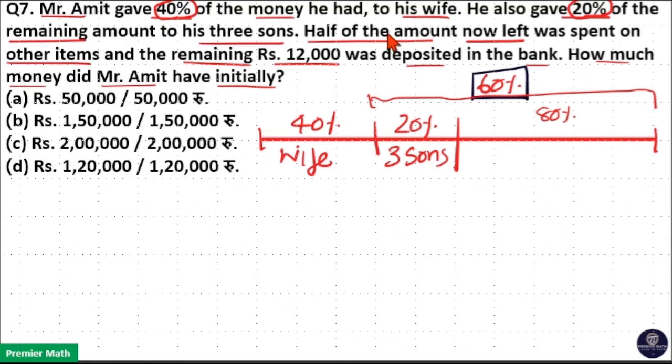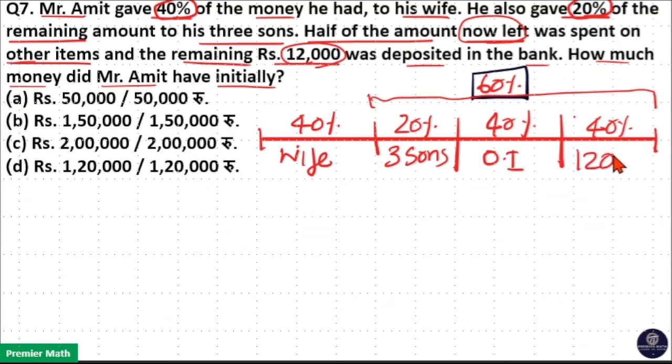Now half of the amount now left. Now left is 80%. So half of 80 is 40. So half of the now left, that is 40%, was spent on other items. And the remaining rupees 12,000 was deposited in the bank. That is, remaining is 40%, that is 12,000, which is deposited in the bank.